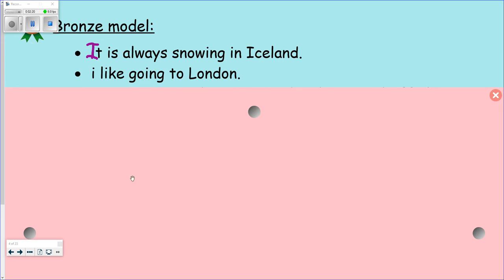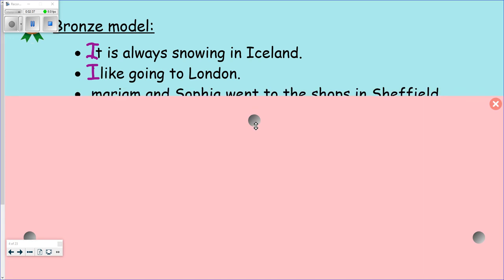So here's our next sentence. So remembering every sentence needs to begin with a capital letter. Oh, look, we've got another capital I. See if I can make it a little bit neater this time. Practice makes perfect. So I would write the sentence, I like going to London. Remembering London would be a capital letter. Okay, the same as Iceland.